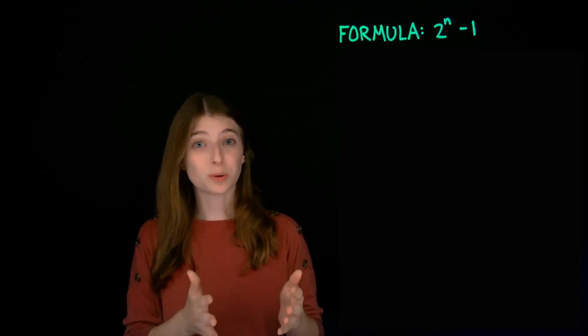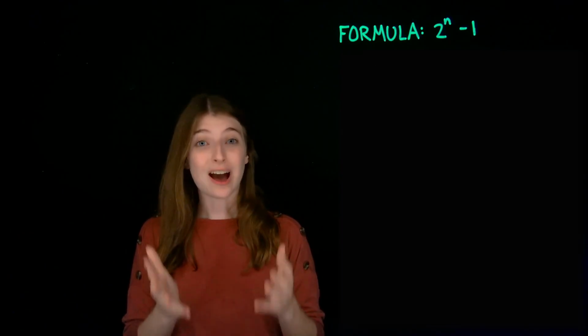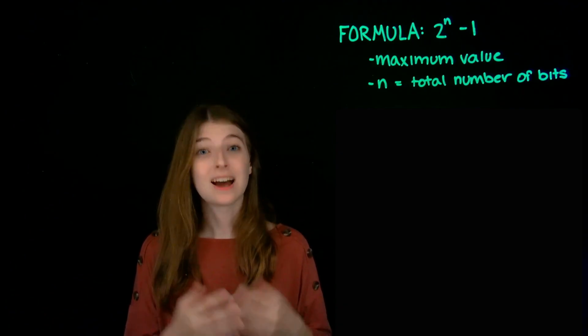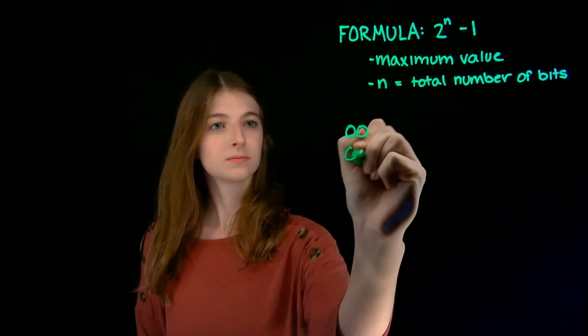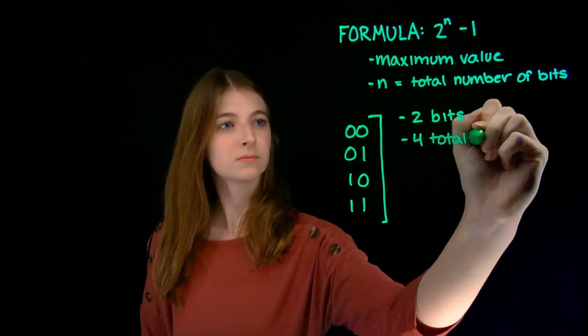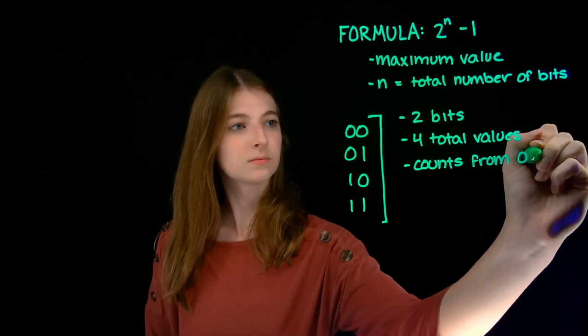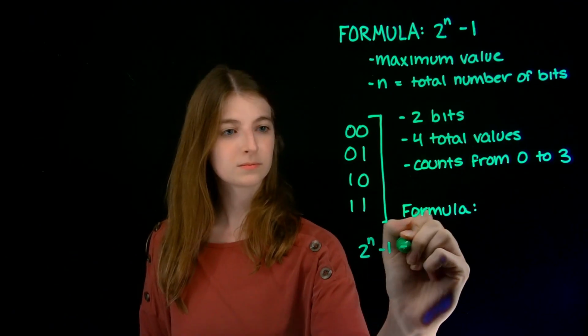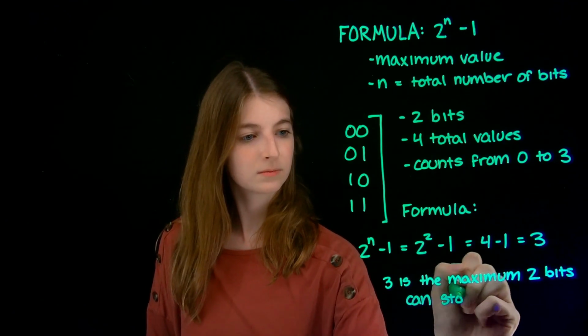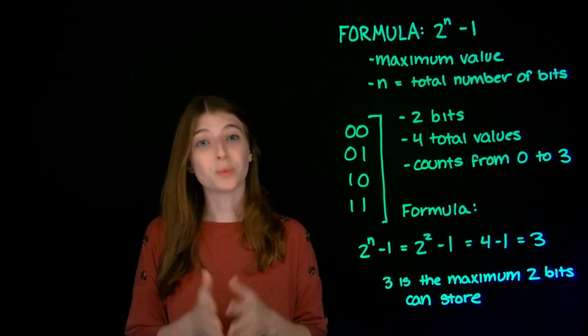We as humans can understand binary, and here is how we figure out how many different values a certain number of bits can store. If you take the number of bits and plug it into the formula 2 to the n minus 1, you get the highest number you can store with that many bits. Let me show you. If I have 2 bits, I can count like this: 0, 1, 2, 3. That's 2 bits, 4 total values counting from 0 to 3. So 2 to the nth power minus 1 will equal 2 squared minus 1, which equals 4 minus 1, which equals 3. 3 is the maximum number I can store with 2 bits.